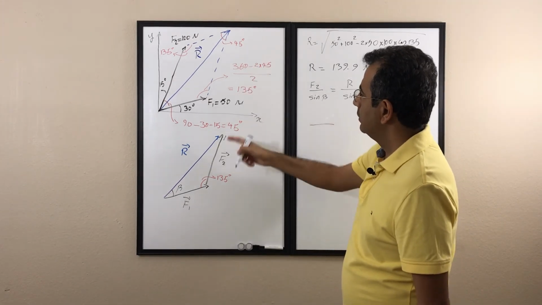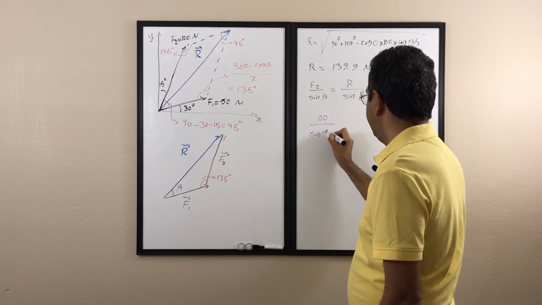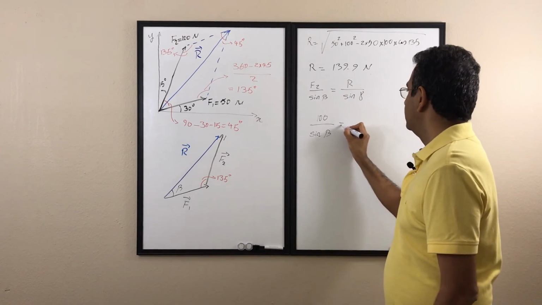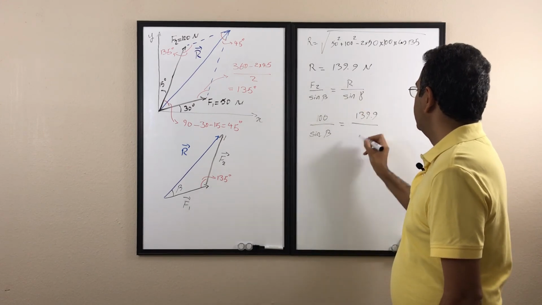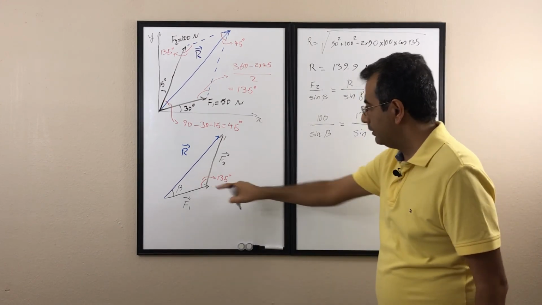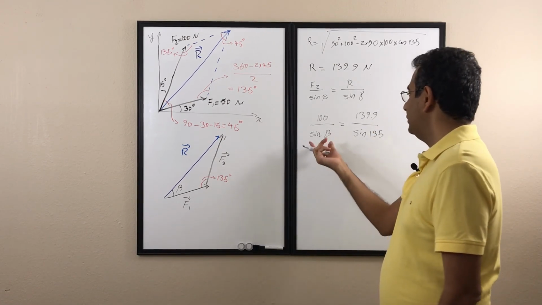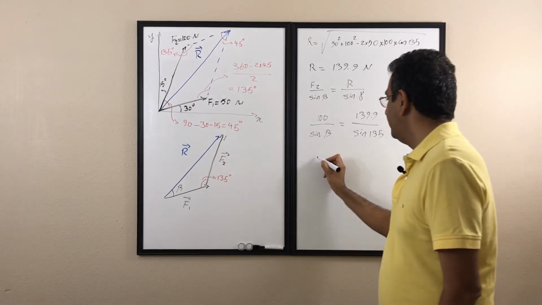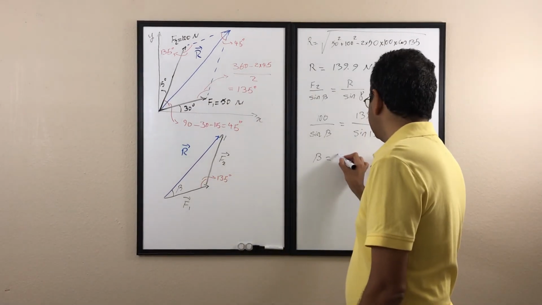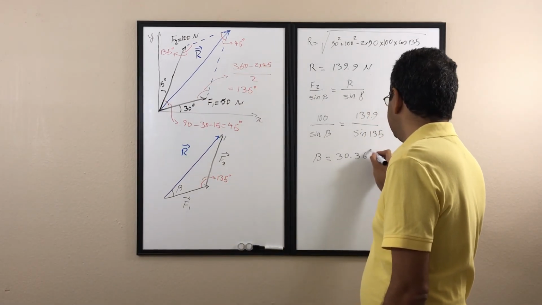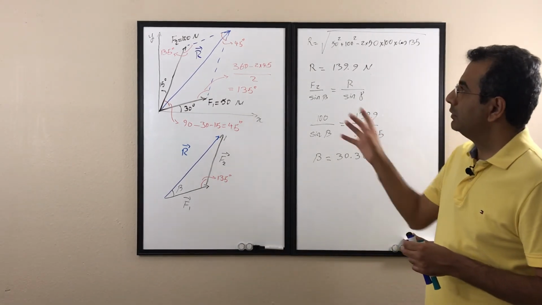So the F2 is 100 Newton divided by sine beta, which is what we want to find, is equal to R, which is 139.9, divided by sine gamma, which is 135 degrees. You do the cross multiplication and then use the arc sine to calculate the beta. So the beta comes out as 30.36 degrees. And this is basically how we do the calculation for the vectors.